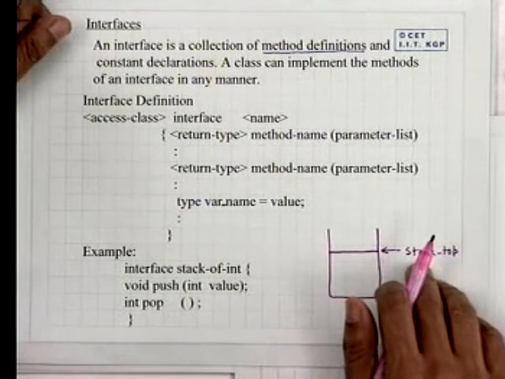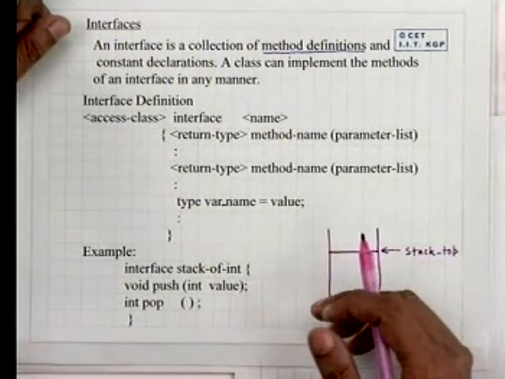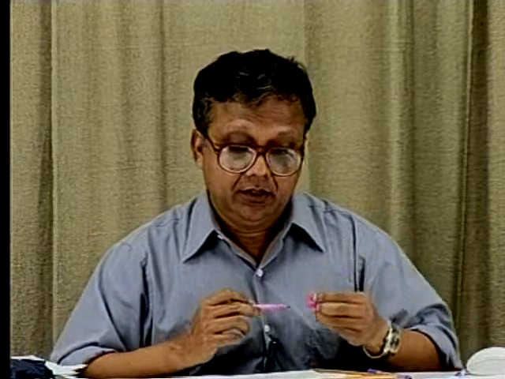There will be several methods, as we will slowly see. We can implement this stack of int in different ways. We can implement it with the help of an array, or with the help of linked list structures. But to the external world which wants to use the stack of int, it is immaterial whether you have used an array implementation or a linked list implementation.